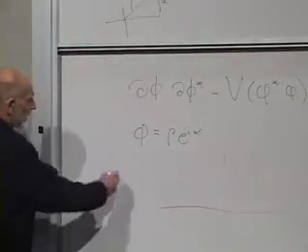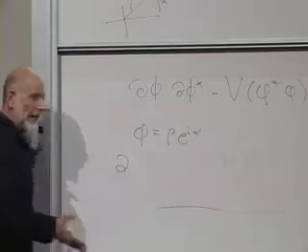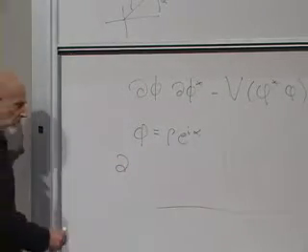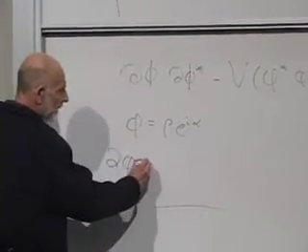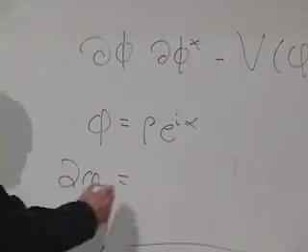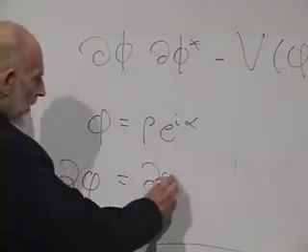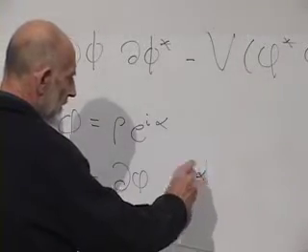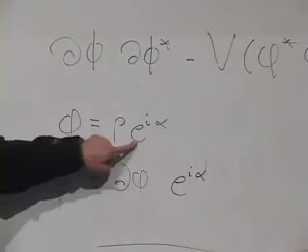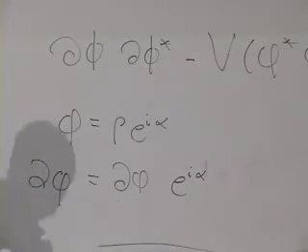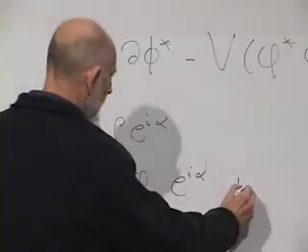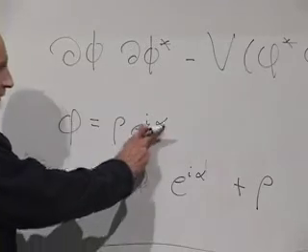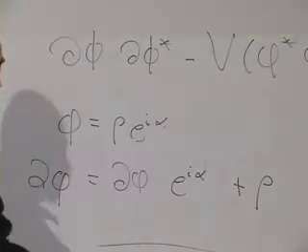Very easy. The derivative of phi with respect to any direction in space or in space-time is equal to the derivative of rho times e to the i alpha. That's differentiating this factor, leaving this one alone, and then the other term is plus rho times the derivative of e to the i alpha. What's that?